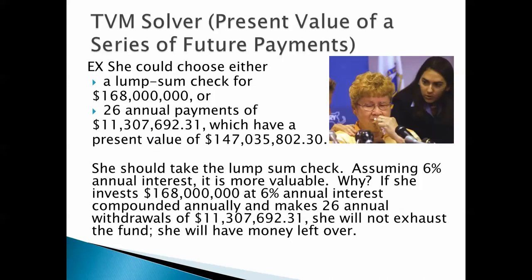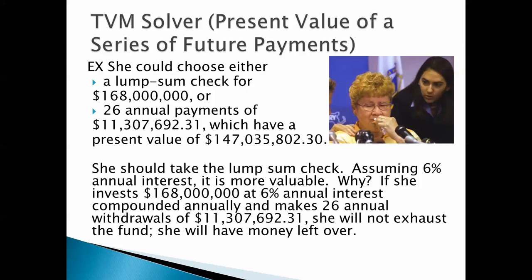So she should take the lump sum check. Assuming 6% annual interest, it's more valuable. Why? If she invests $168 million at 6% annual interest compounded annually and makes 26 annual withdrawals of $11,307,692.31, she will not exhaust the fund. She will have money left over.